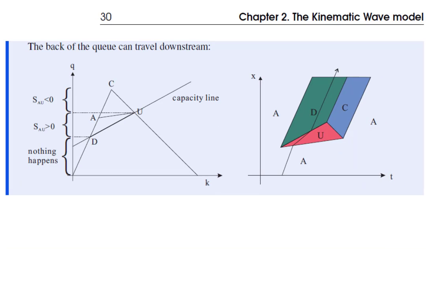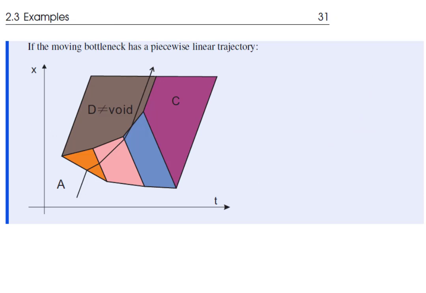We already talked about this, so the queue could go forward or backwards depending on the location of the demand A. This is when the speed changes gradually, so it's a gradual acceleration. We talked about that last time.